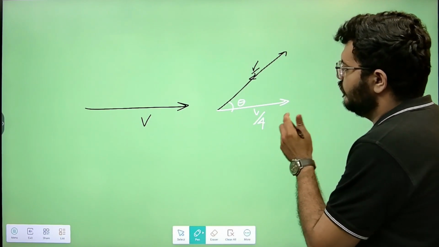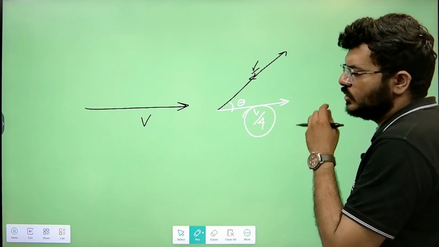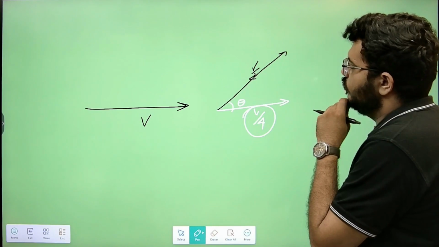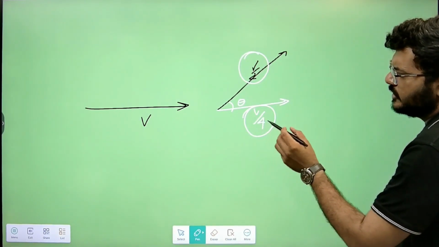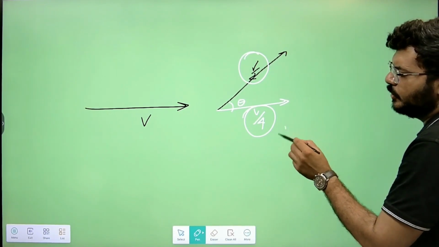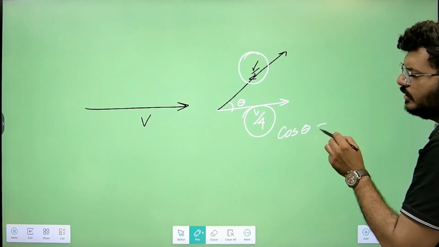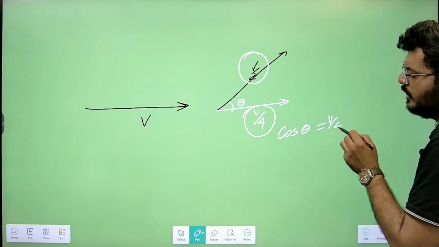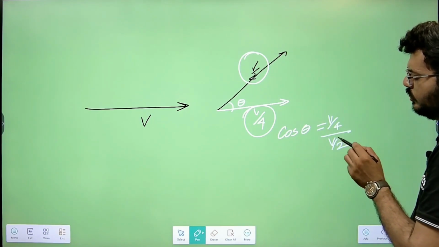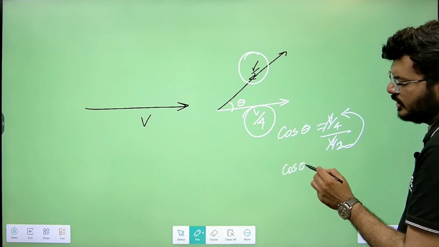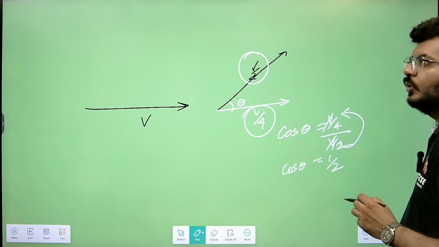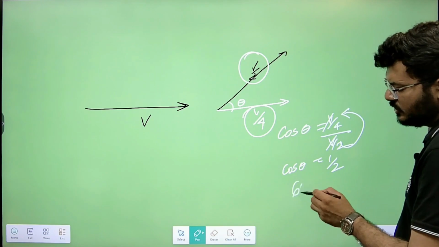v by 4 component is already given. So you already have v by 2 and v by 4, so simply take base and hypotenuse. So cos theta is v by 4 upon v by 2, we cancel, so cos theta is equal to 1 by 2. Cos is a decreasing function, so 60 degrees.